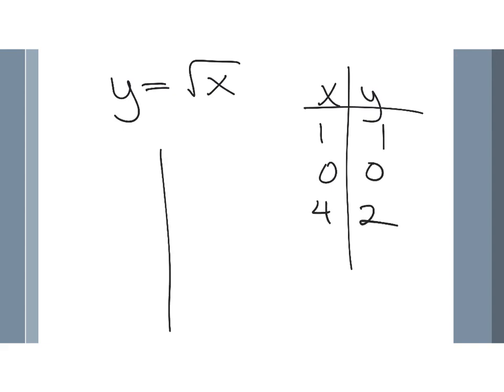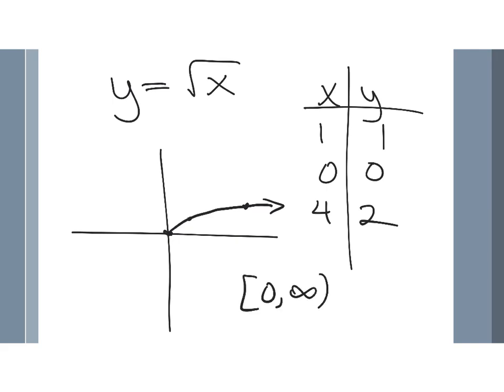So we have 0, 0, then 1, 1, and then you'd come over here to 4. So the graph of the square root function looks like this. The domain again for this is positive numbers, so from 0 to infinity, and the same for the range, 0 to infinity.